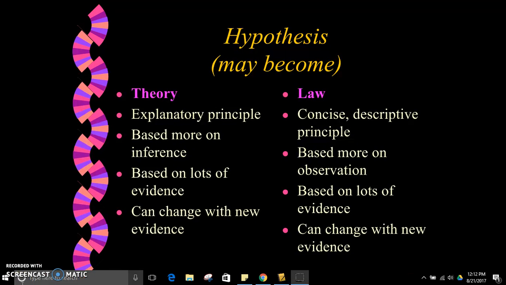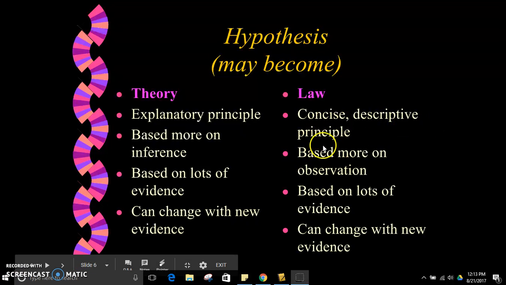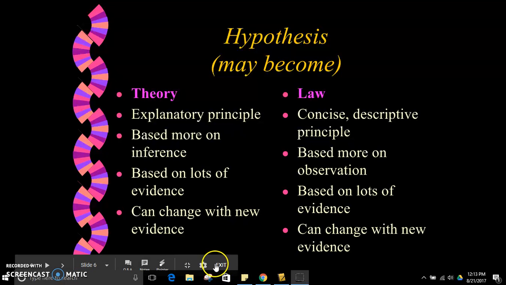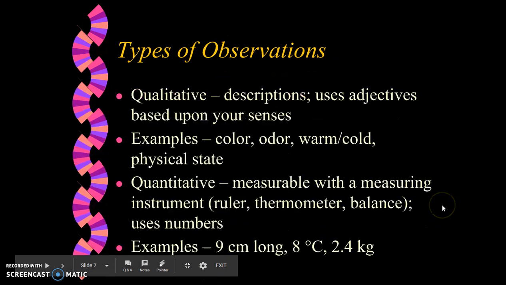So with a law, we think of things like the law of gravity, what goes up must come down. That's a concise descriptive principle. There are different laws in chemistry, law of conservation of mass, law of conservation of energy, that we will go through and discuss.